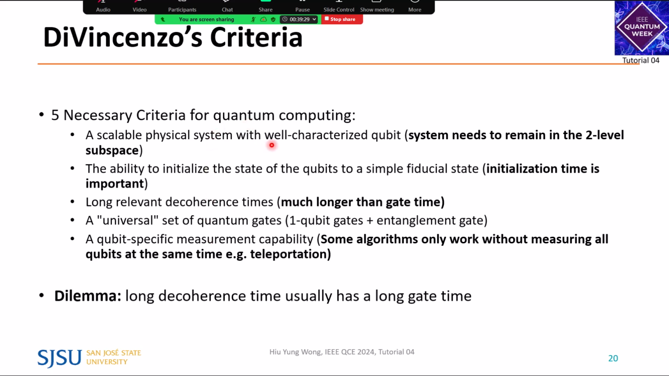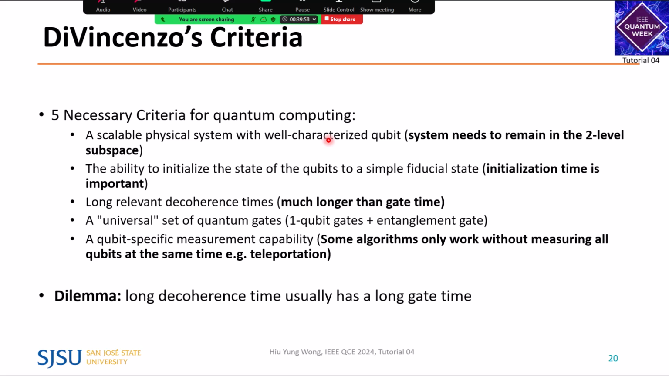1, you need to have a scalable physical system, and also a well-characterized qubit. I think this is very common sense for everyone, right? Because we're talking about qubits, you have 0 and 1 states. You better come up with a physical system that has 2 distinguishable states. If you cannot distinguish 0 and 1 from that system, it cannot be a good qubit. That is the first thing.